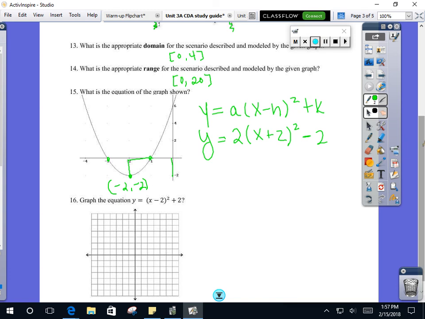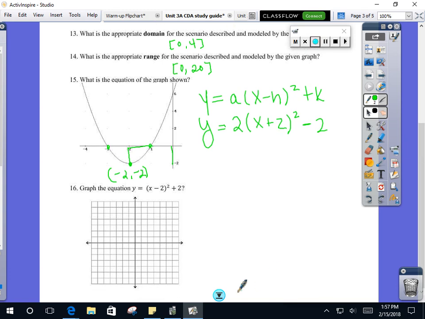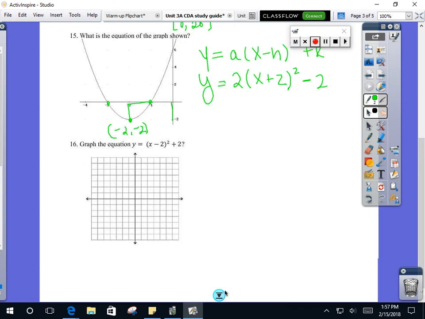All right, number 16. Graph the equation y equals x minus 2 squared plus 2. What does the minus 2 do to the vertex? Why would it open down? Where? I don't see a negative. This is a positive one in the a place, so it'll open up and it won't have a shrink or a stretch. The x minus 2 means it will shift right 2. And then plus 2 means it will go up 2, and then it will open up.